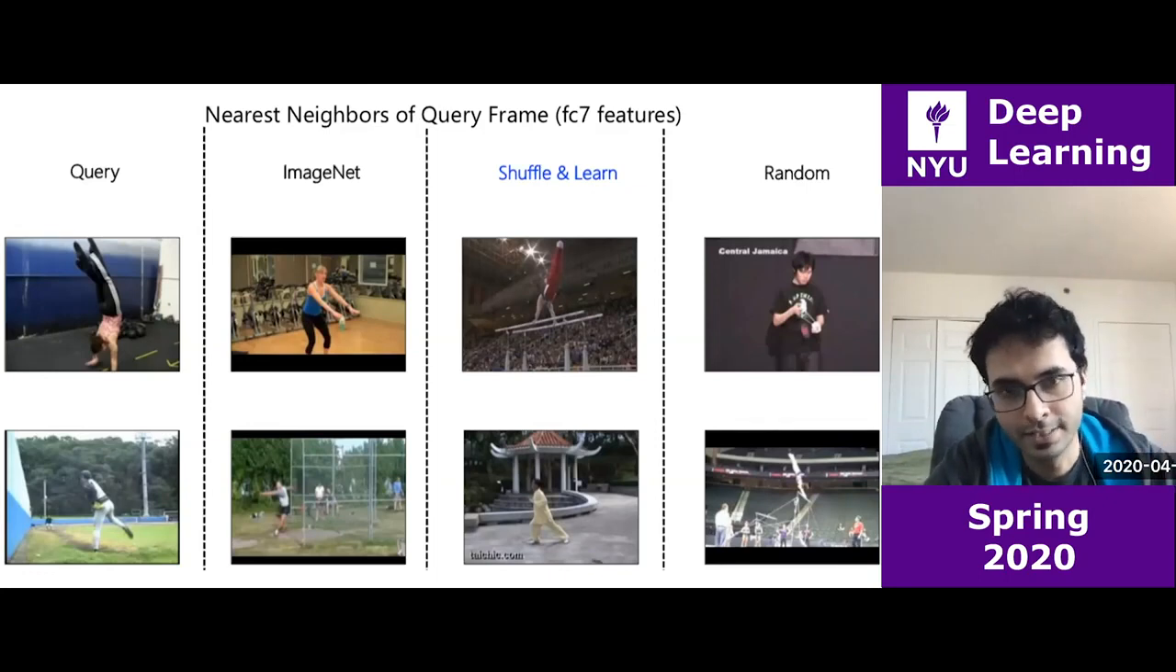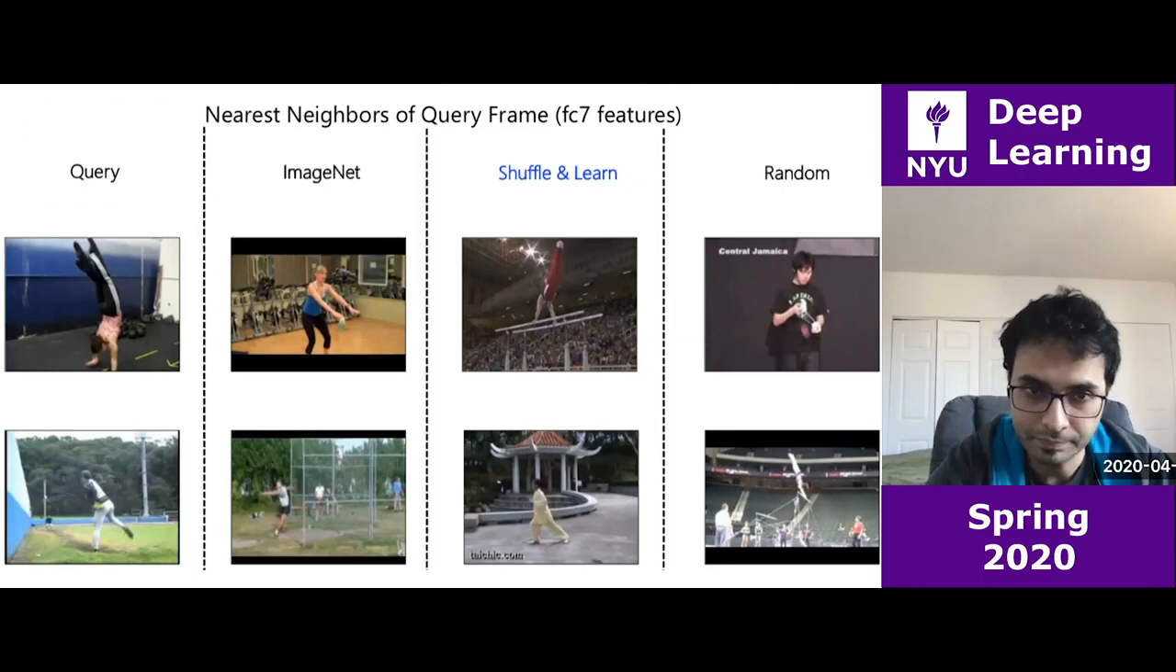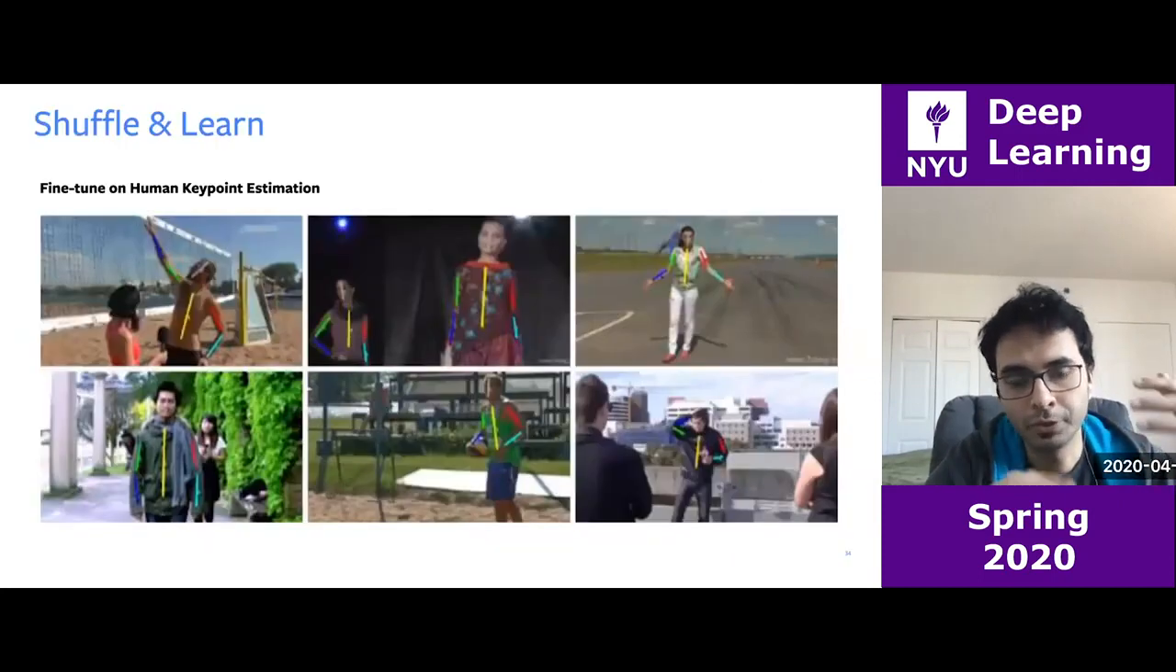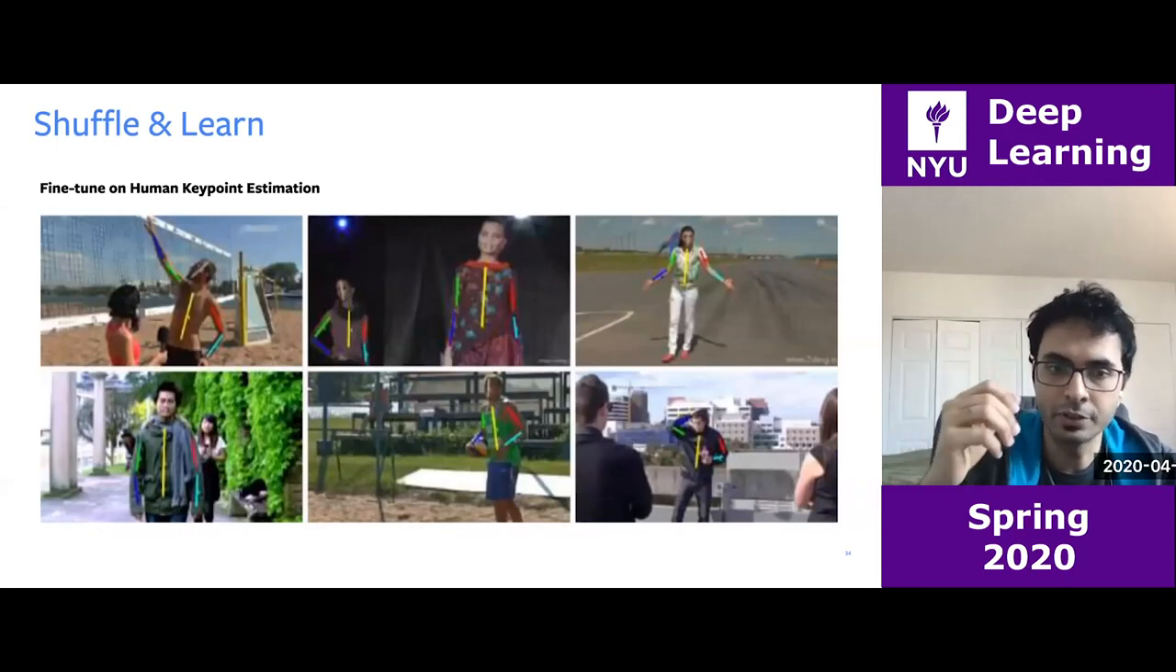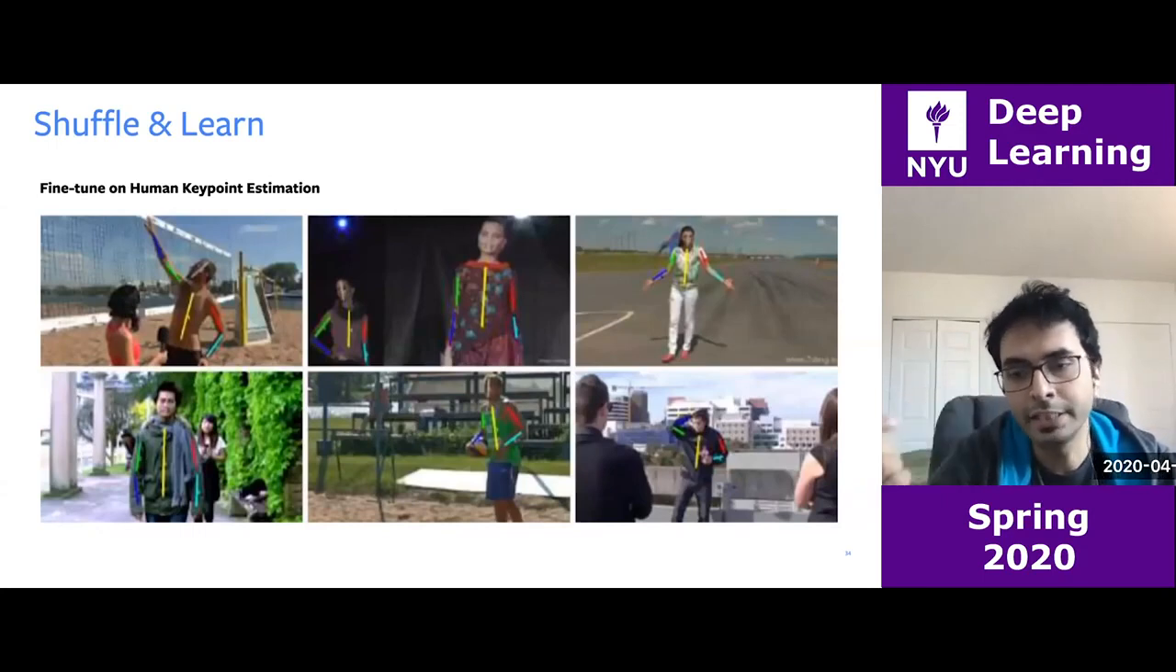Now, of course, this is my interpretation. We wanted to verify this quantitatively. So what we did is we took our representation and we fine-tuned it on this task of human key point estimation. So this task is basically, given a human, you need to predict where certain key points are.